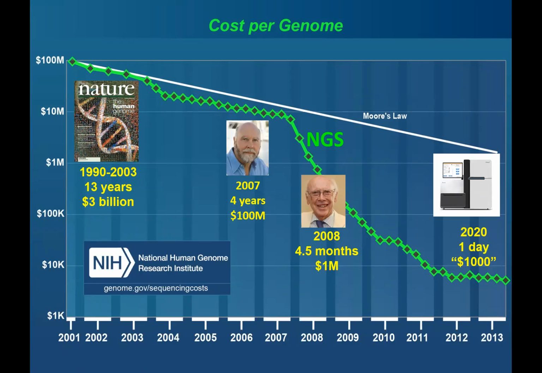After that, a technology called next generation sequencing was introduced to the market. The next year, to sequence Dr. Watson's genome, it only took 4.5 months and $1 million. But nowadays, using the latest technology like Illumina X10, we can even sequence a genome in a couple of hours, and the price could drop to $1,000. That means with the development of this technology, we can sequence genomes at the population level.